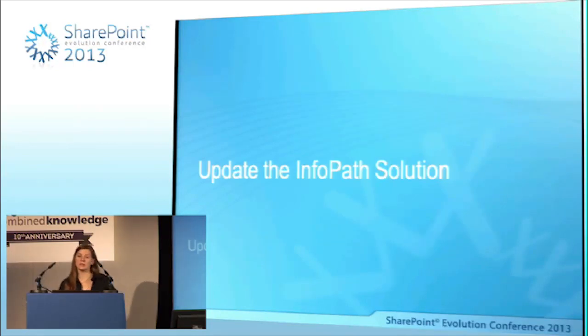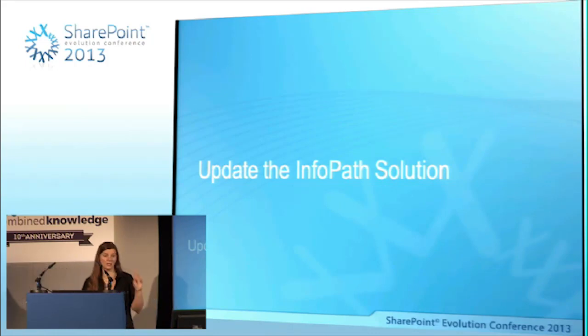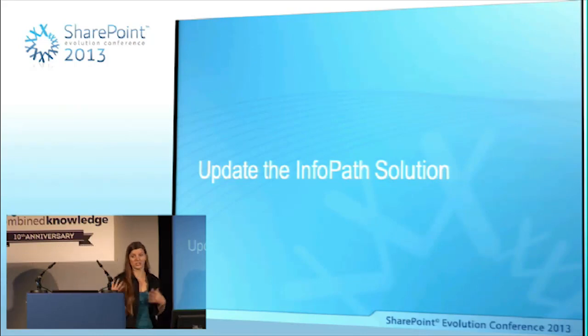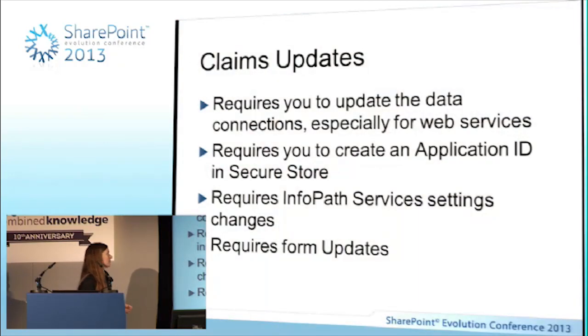One of the things you will experience now that we have moved from Classic to Claims is that the InfoPath solution will give you an error. This will happen in the 2010 environment as well when you migrate from Classic to Claims. The process to fix it is the same. I'm just going to show you how to do it in 2013, because that's the new environment I have running claims in right now. Hopefully I'll get to show you that.